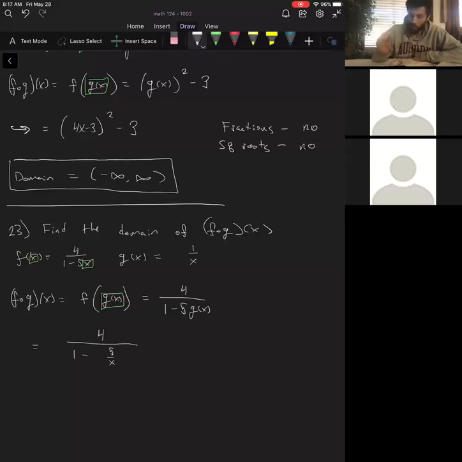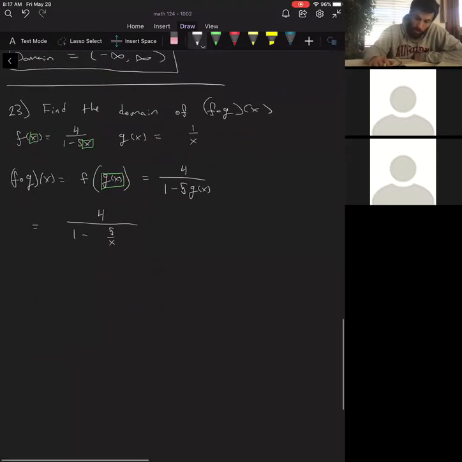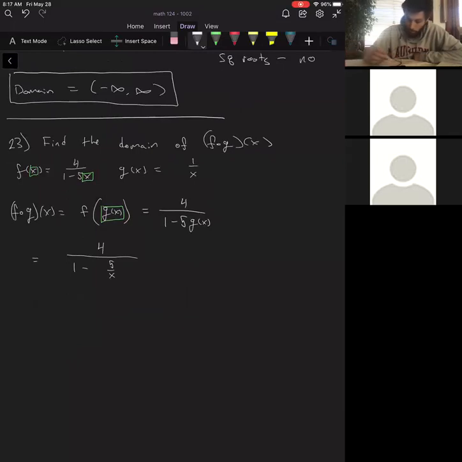Okay, and so now we stop. There's no more simplifying, because if we do simplify at this point, we're going to get the wrong answer, and we don't need to because we only need to find the domain. So regardless, once we plug in our function like this, we stop here. Now we're going to find the domain. So with domain, two things. Are there fractions? And are there square roots? So fractions, yes. Square roots, no.